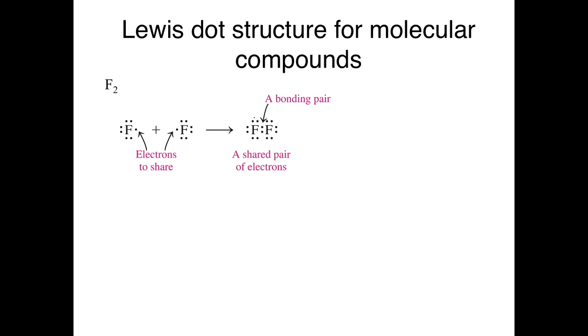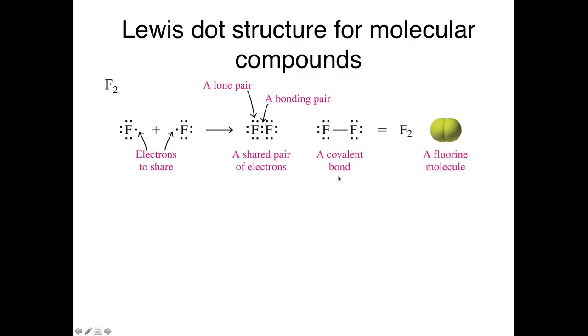Again, we call that pair of electrons a bonding pair, and the other pairs are called the lone pairs. They are not involved in bonding. And again, a pair of electrons means two electrons. And to simplify this structure, every time you have a bonding pair of electrons, we want to draw a line that connects the two atoms. So we use this Lewis structure to represent this molecule of fluorine.